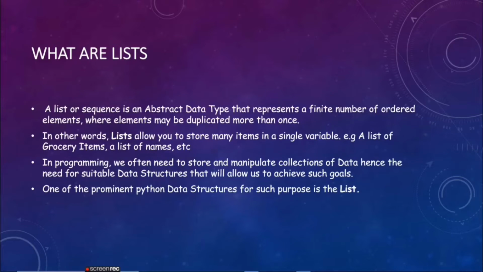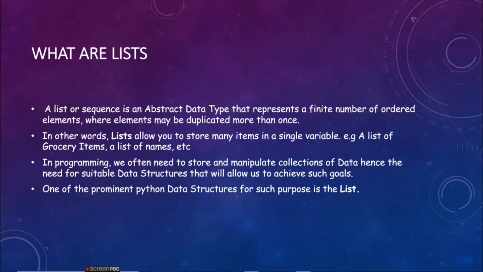What are lists? A list or sequence is an abstract data type that represents a finite number of ordered elements. These finite ordered elements may be duplicated. In other words, lists allow you to store many items in a single variable. So we can have a list of groceries, a list of names, a list of integers, and we can also have a list containing various data types.